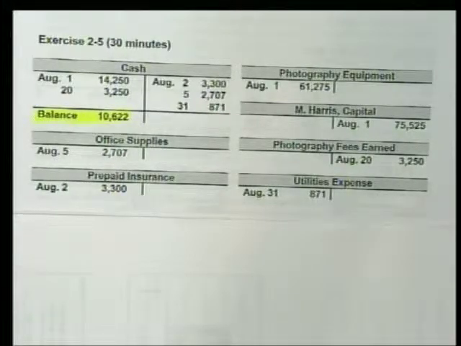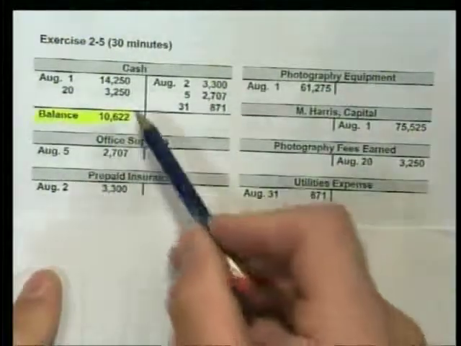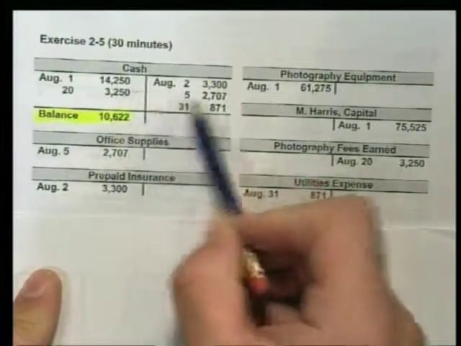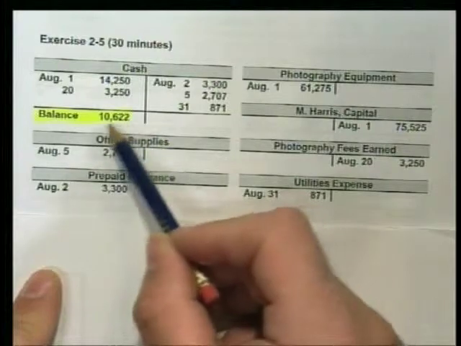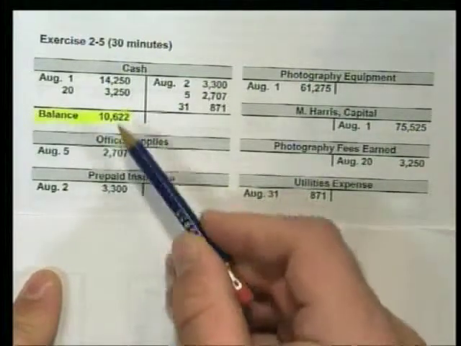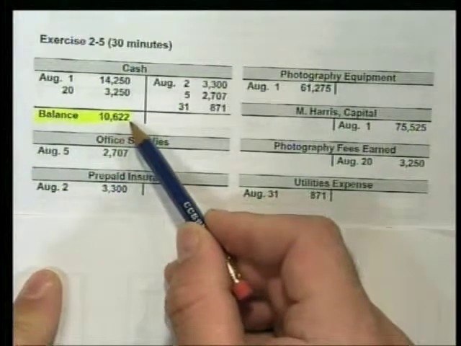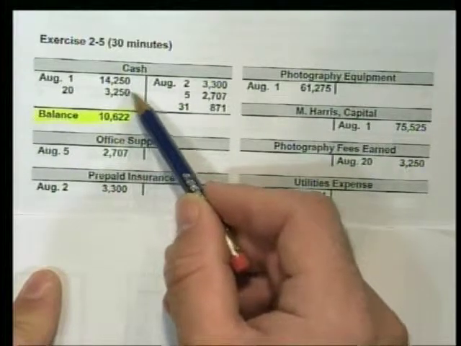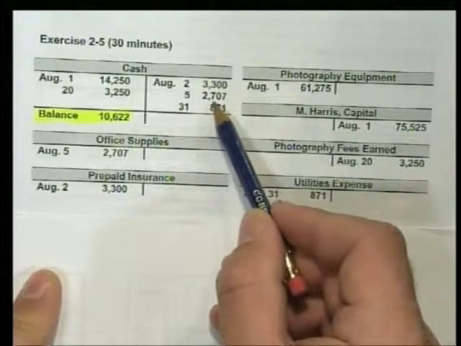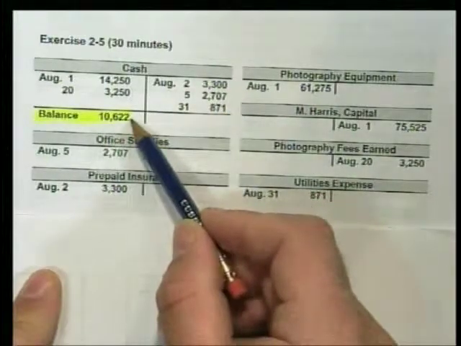Okay? For instance, cash has an ending balance of $10,622, and I highlighted that in yellow. How did I get that? I added the debits, subtracted the credits. There was a net debit thus of $10,622. Okay? So you only put one number for cash on the TB. Don't total these up and put it in the debit column. Don't total these up and put it in the credit column. Okay, there's only one number.